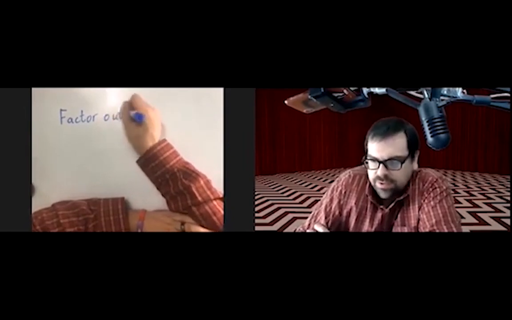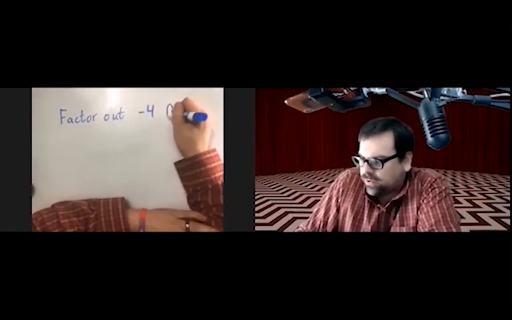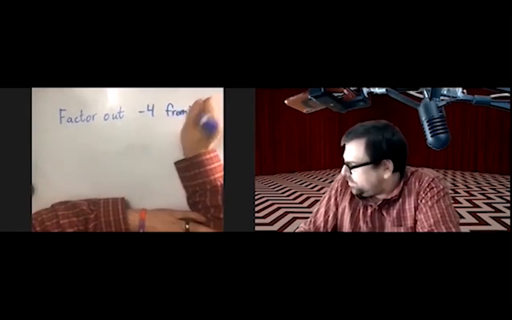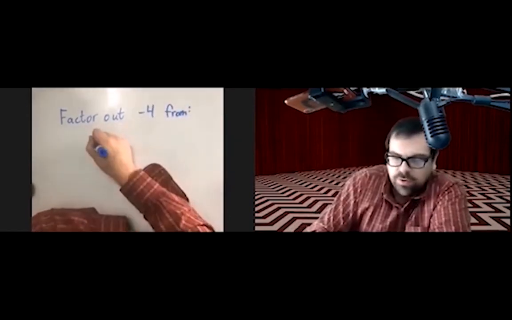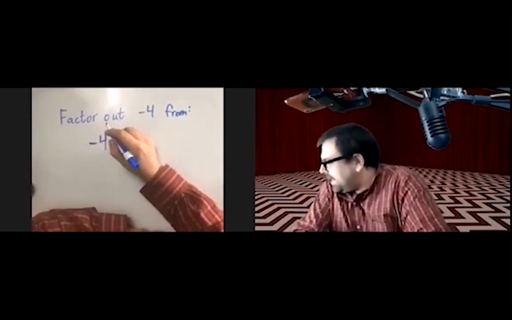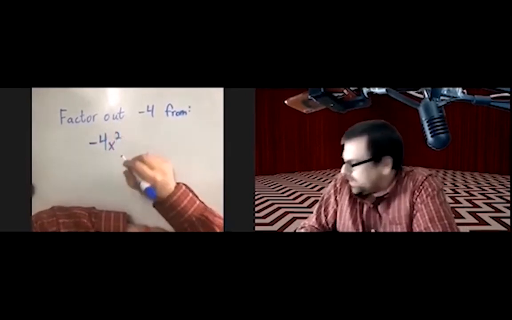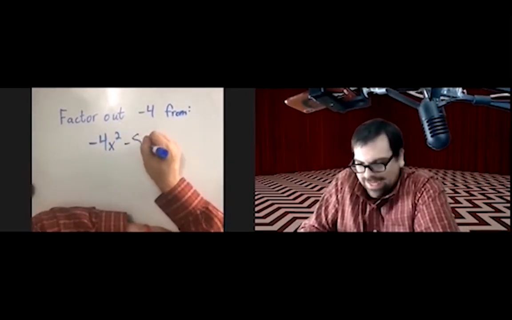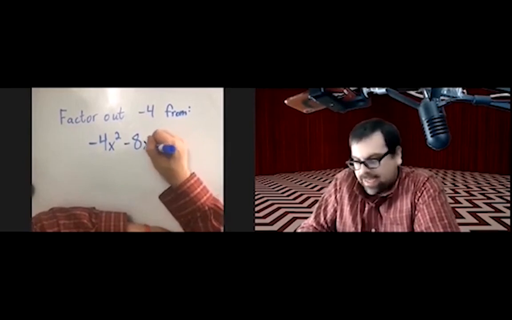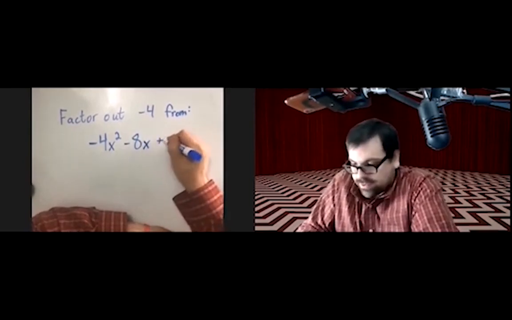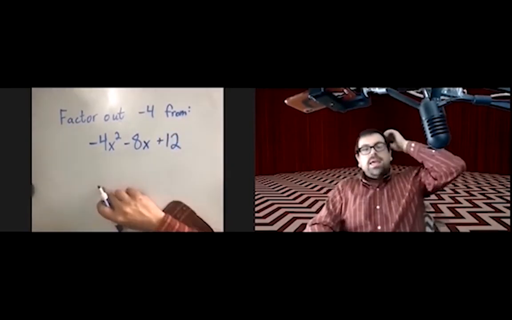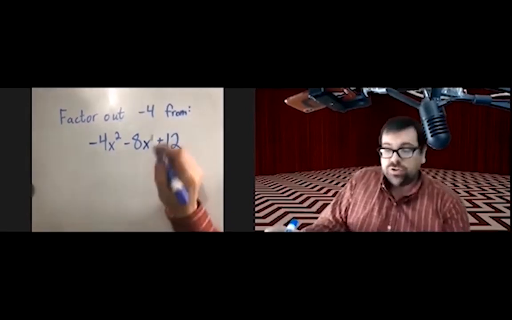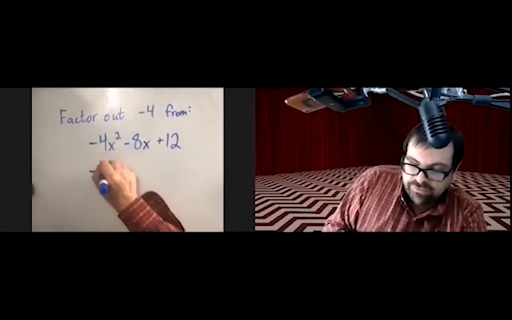Factor out -4 from the polynomial -4x squared minus 8x plus 12. Here we are specifically told to factor out a -4.